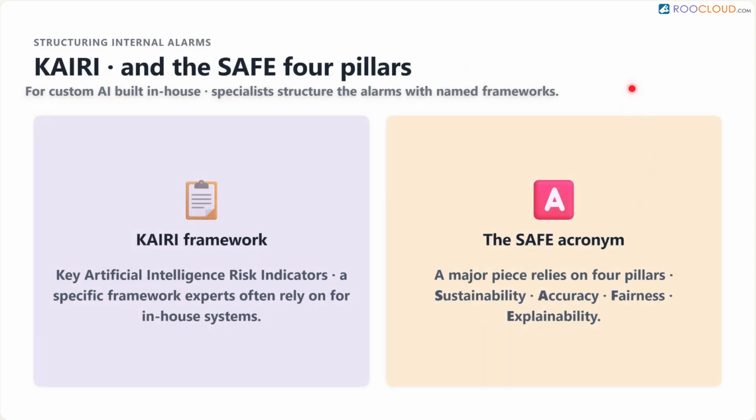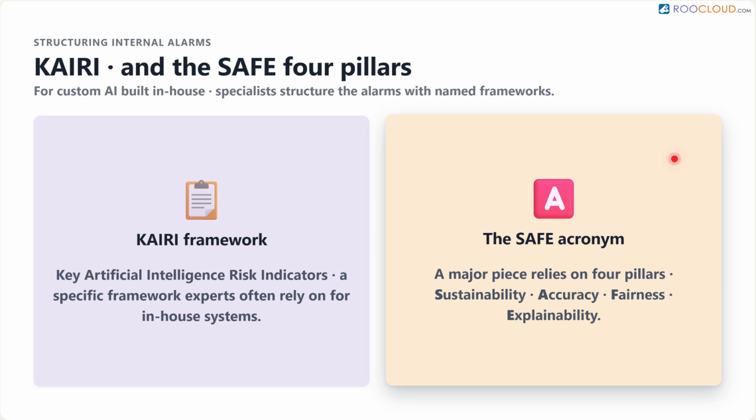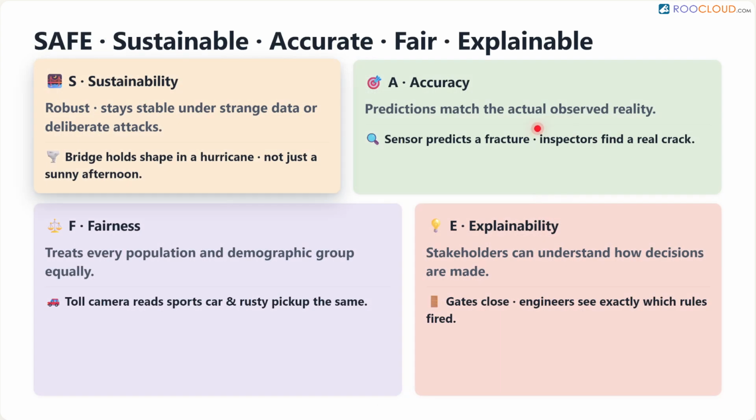To help structure these complex internal alarms for internally developed systems, experts often rely on specific frameworks, such as the Key Artificial Intelligence Risk Indicators framework. A major piece of this relies on 4 pillars, known by the acronym SAFE. Let us break down what those 4 letters mean.